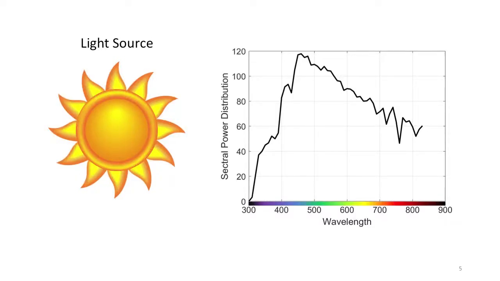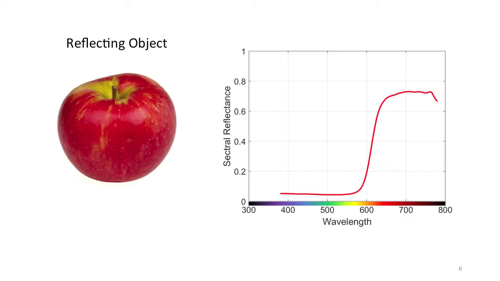Light source. What you need is some sort of object that's emitting light. Let's take the sun, for example. What I have on the right is a spectral power distribution plot. So on the bottom, we're talking about wavelength, where the shorter wavelengths are the blue colors near 380 nanometers, let's say, all the way to the right where we have red around 780. So this is a typical daylight spectrum where you see there's a little bit more blue light than there is red light. Now if we take a reflecting object, let's take an apple, for example.